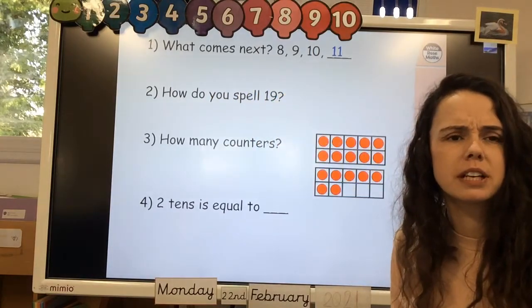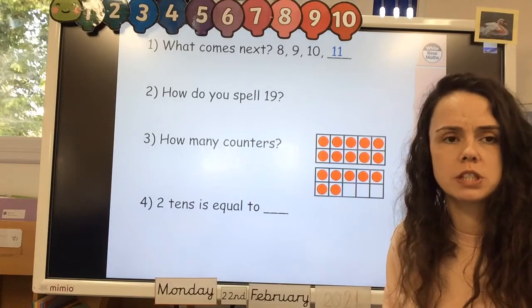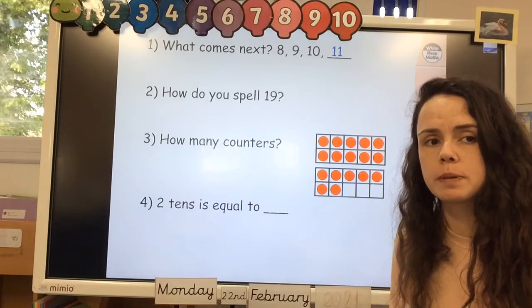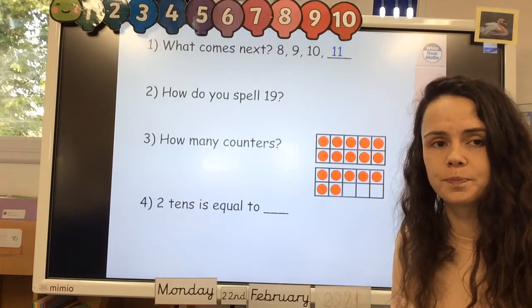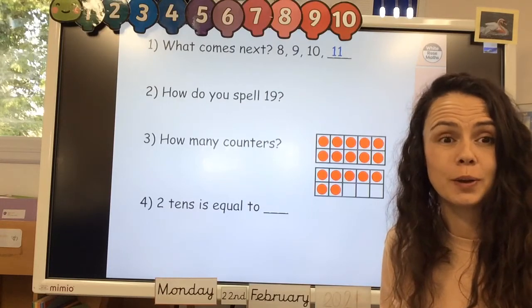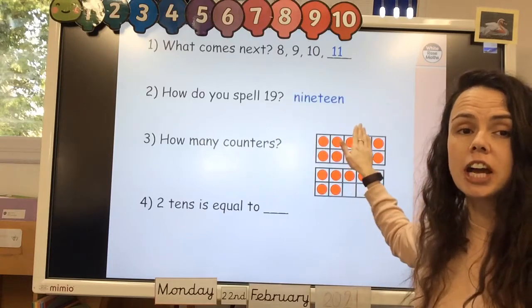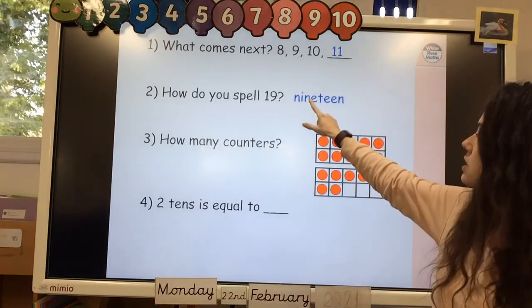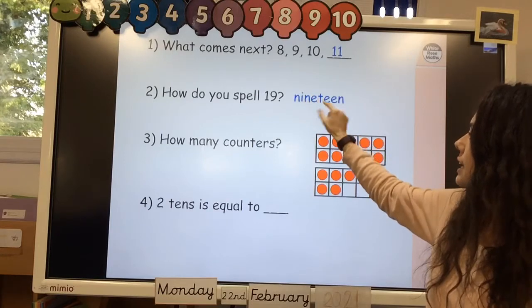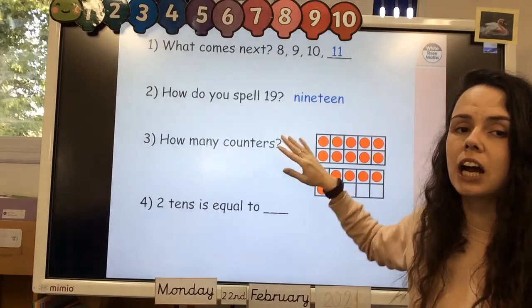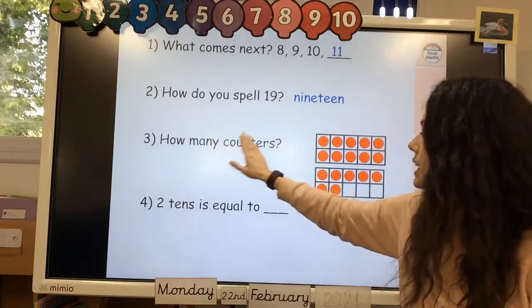How do we spell 19? Pause the video, have a go at writing 19 down, and then unpause me. Right, did you have a go? Now, did you get it like this? 19. So it's number 9, so 9, and then teen. 19. Fantastic.